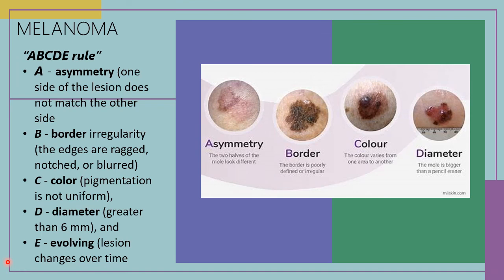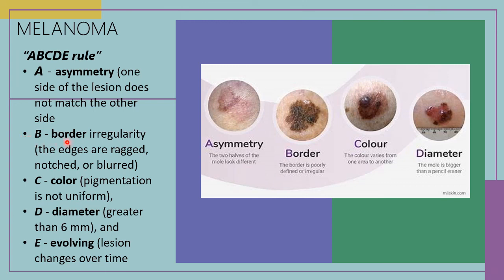It can be detected by routine examination of the skin and application of the ABCDE rule. We call it ABCDE. These are the signs of melanoma. A stands for asymmetry. One side of the lesion does not match the other side. So the two halves of the mole look different on either side. If you see that sign, it is probably a sign of melanoma.